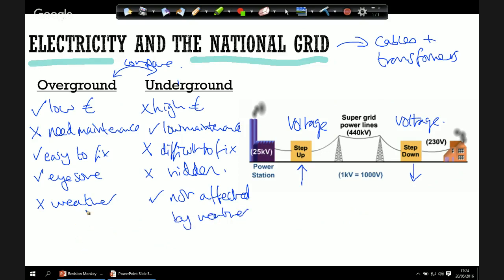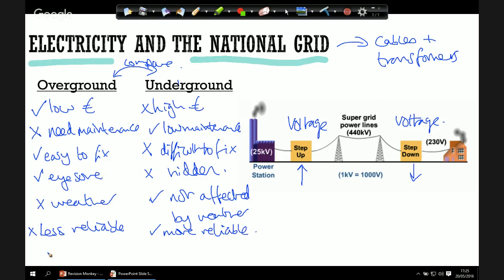What else have we got? So overground cables are also less reliable because they can be affected by the weather, and there are quite a lot of faults on them normally, whereas if they're hidden underground, they're protected and they are more reliable.